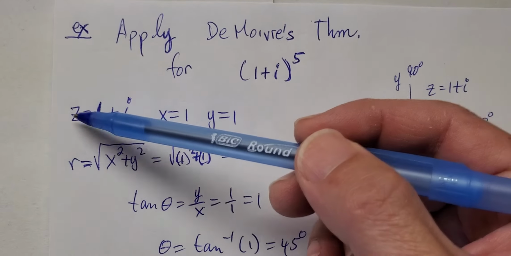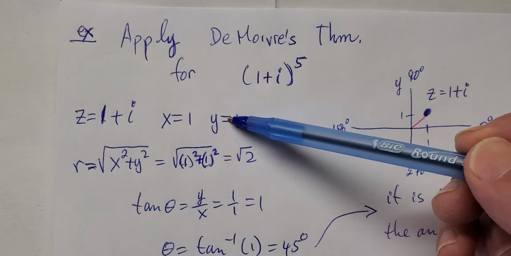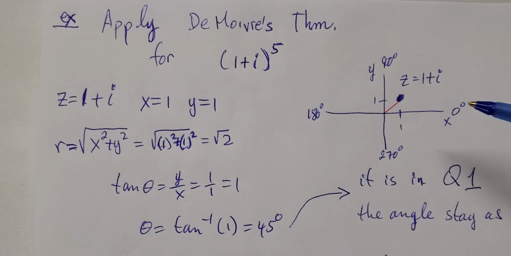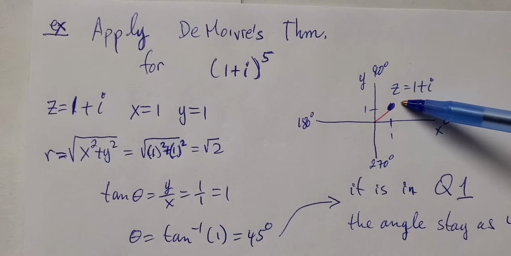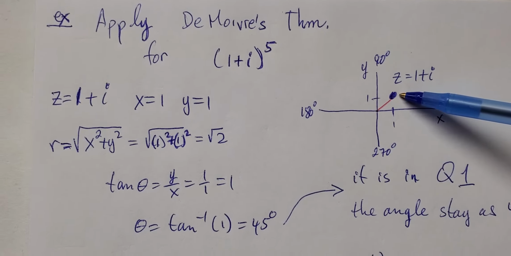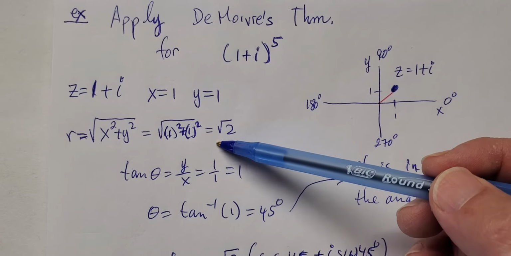Our x is 1 and our y is 1. If we graph (1, 1), that will be in the first quadrant, so 1 plus i is in the first quadrant. Next we need to find r.